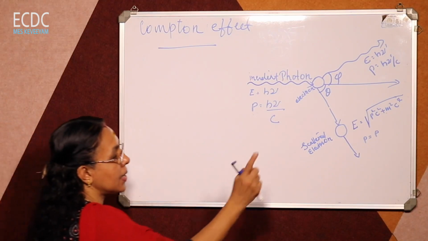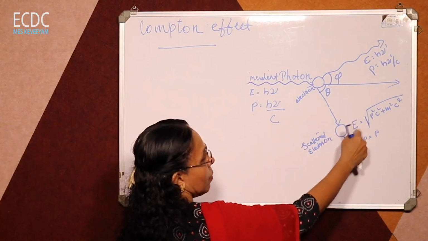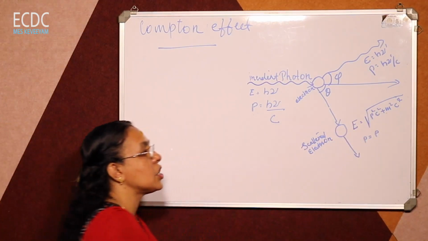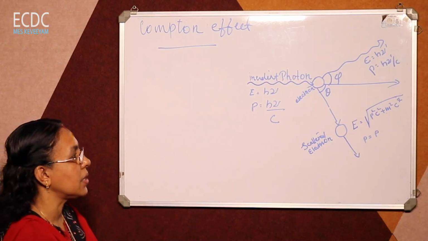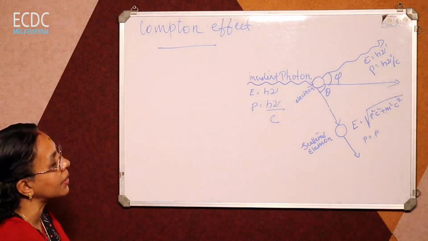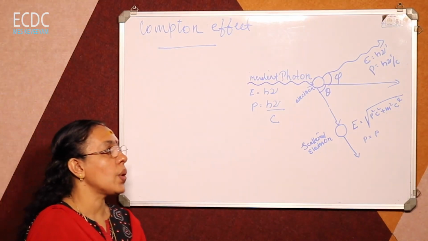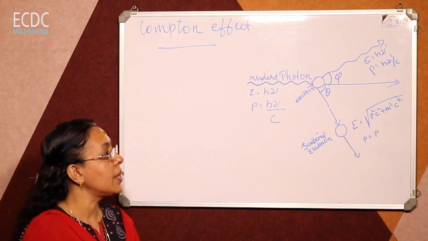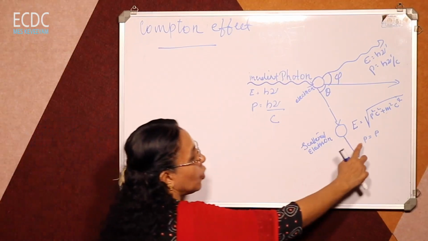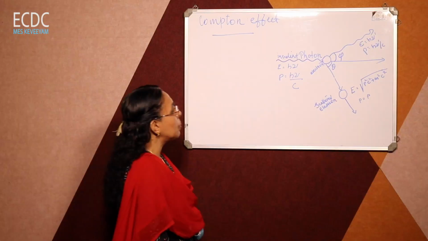And again the energy of the scattered electron is given by the relativistic expression for the electron energy. So E is equal to square root of P squared c squared plus m squared c raised to 4. Then the photon momentum P is equal to P prime.